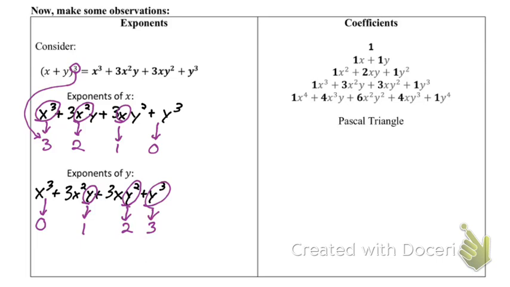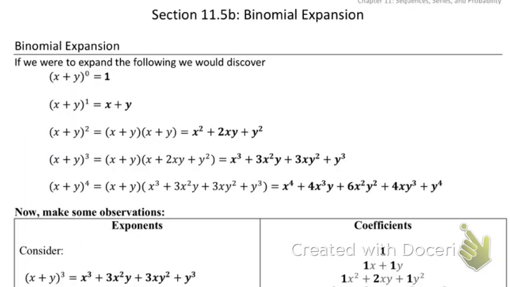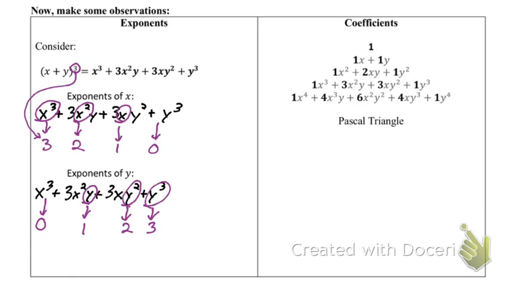Now let's talk about coefficients. For coefficients, for x plus y to the 0th power, we just have a 1 for a coefficient. Because if I go back here, we just have 1. For x plus y to the first, we have 1, 1. Then we keep going down. Our coefficients turn to 1, 2, 1, 1, 3, 3, 1, 1, 4, 6, 4, 1.